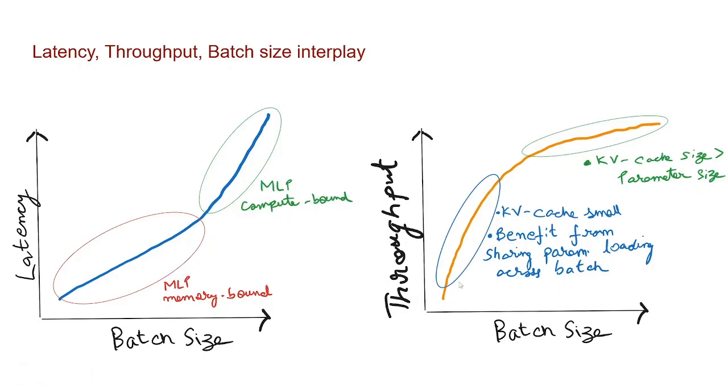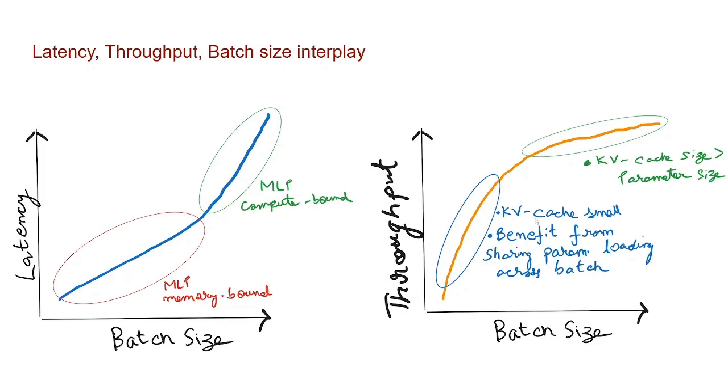For throughput, we observe that at smaller batch sizes, the linear operations benefit from the fact that whatever weight gets loaded from HBM to shared memory can be used for a larger number of samples in the batch.